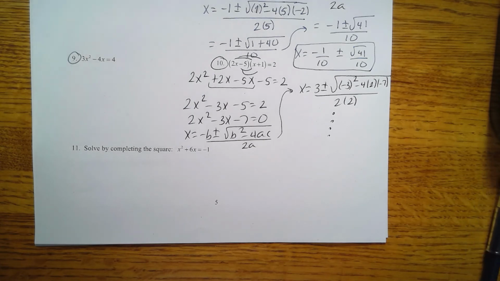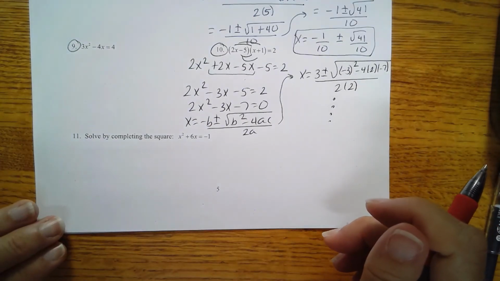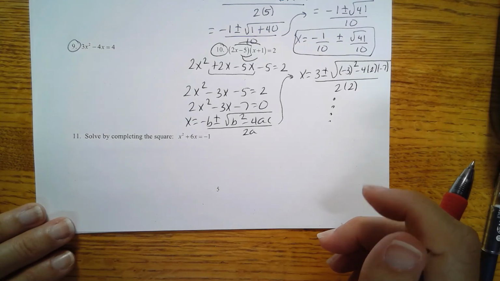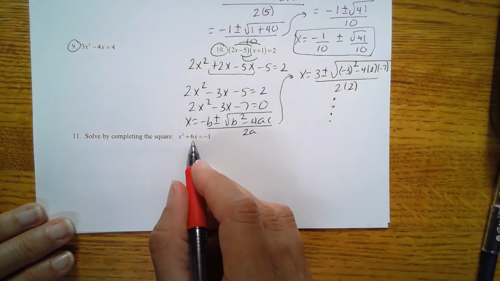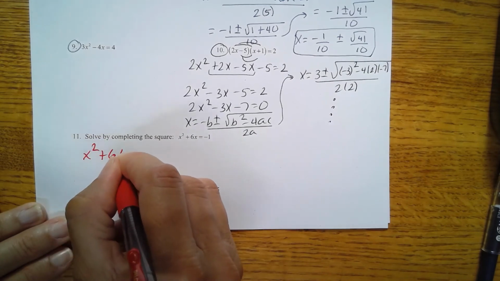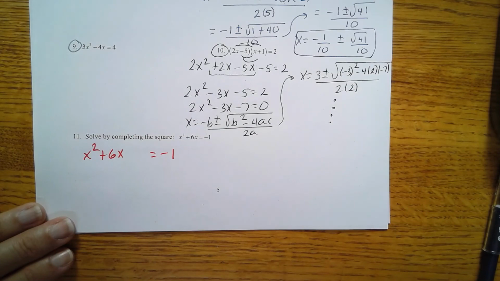Alright, number 11. Solve by completing the square. So hopefully this is a little bit of a review, but if not, let's learn it now. So solve by completing the square. If you look at the steps on the previous page, the first thing we want to do is have a and b on the left side and c's on the right. So we've already done that. So x squared plus 6x, leave some space, equals negative 1.